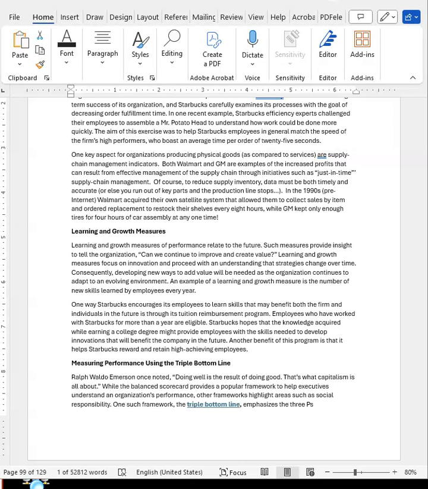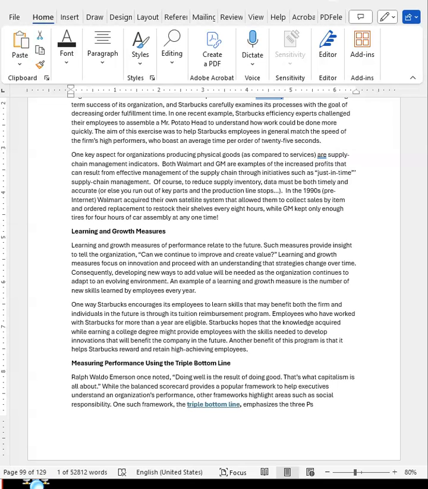An example of a learning and growth measure is the number of new skills learned by employees every year. One way Starbucks encourages its employees to learn skills that may benefit both the firm and individuals in the future is through its tuition reimbursement program. Employees who have worked with Starbucks for more than a year are eligible. Starbucks hopes that the knowledge acquired while earning a college degree might provide employees with the skills needed to develop innovations that will benefit the company in the future. Another benefit of this program is that it helps Starbucks reward and retain high-achieving employees.